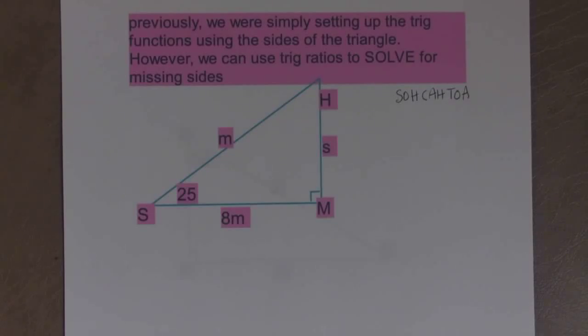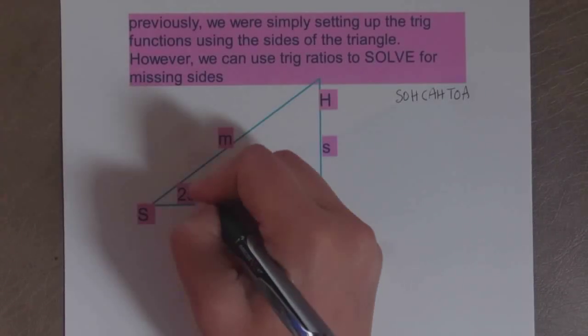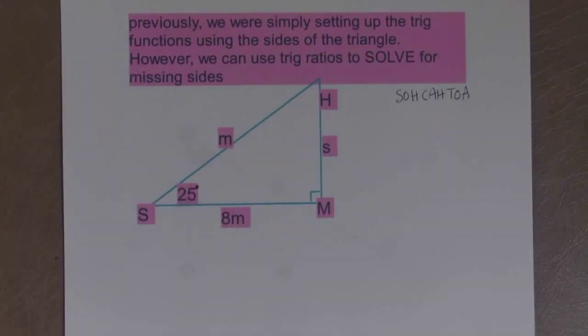But why would we need to be able to do that? What's the point of that? Well, we're going to use trig to solve for the missing sides of a right triangle. Okay, so you can see I have triangle SMH here. It's a right triangle indeed, and this is 25 degrees. We have an angle, an acute angle, and we have a side, 8 meters, okay?